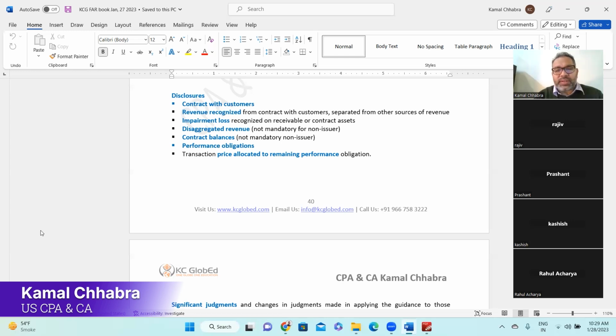What are all the components we discussed on the transaction price? Fixed price, variable consideration, and constraint on variable consideration. Third, we discussed the financing component. Fourth, we discussed the amount paid and payable to the customer. And then lastly, any barter transaction.